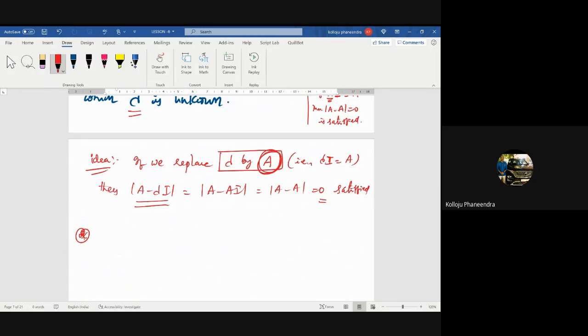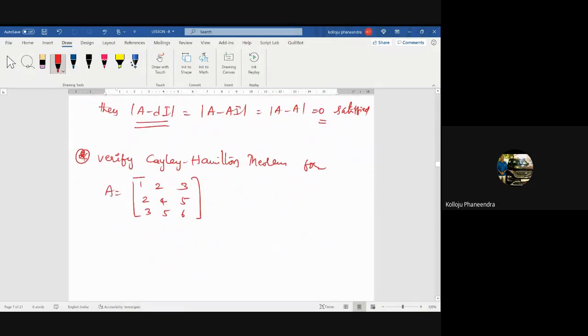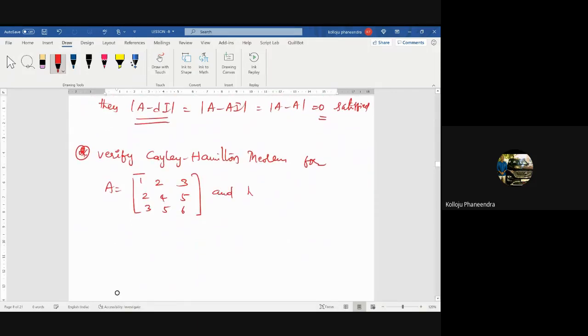Verify Cayley Hamilton theorem for A equal to the matrix 1 2 3, 2 4 5, 3 5 6, and hence find the inverse of A, and hence find A inverse.